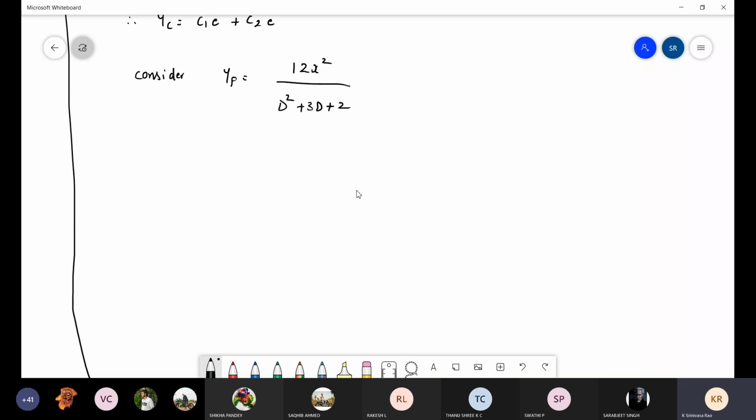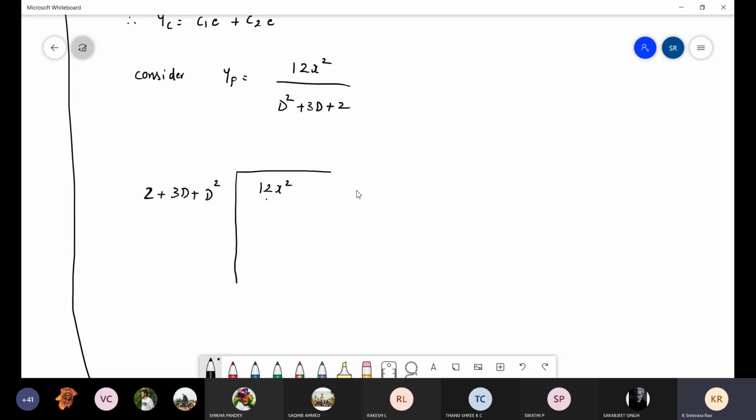Yes, we'll solve. Anybody, answer? yp equals 6x square minus 18x plus 21. Very good, correct. So write 12x square inside because only one term is there. Outside, you should write in ascending order, nothing but increasing order, starting from the constant: 2 plus 3D plus D square.